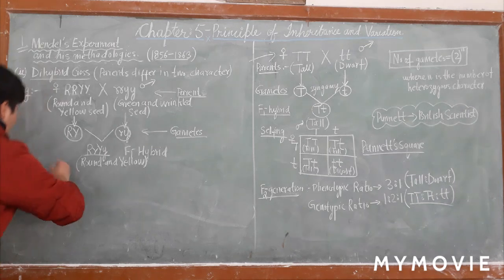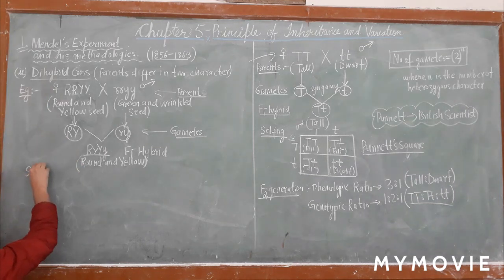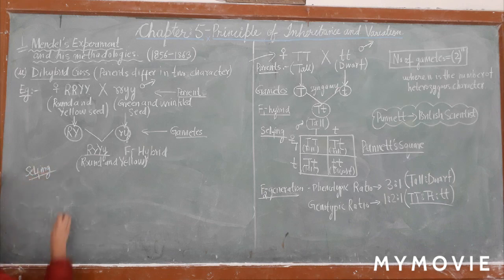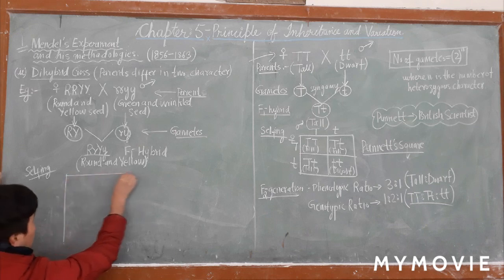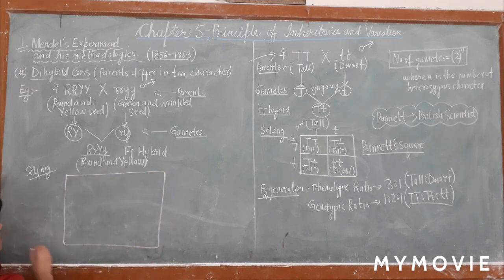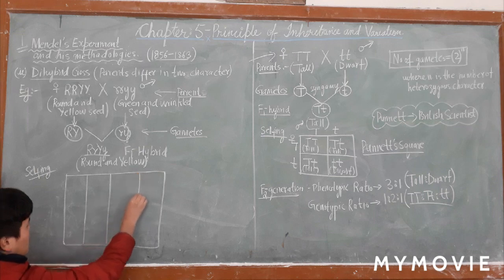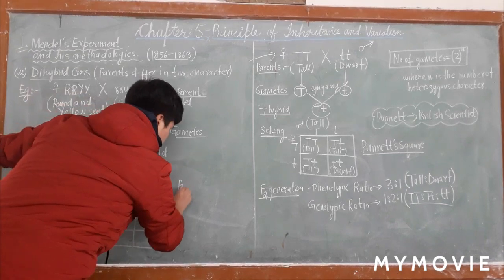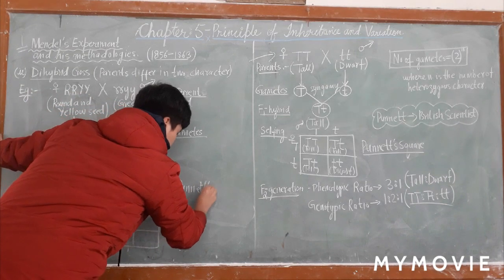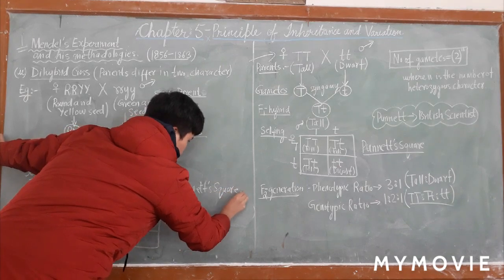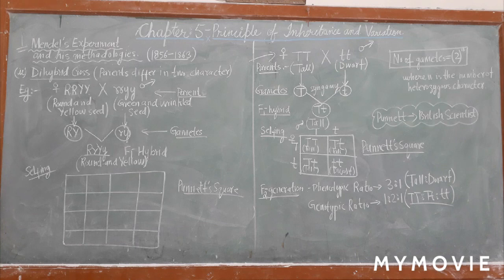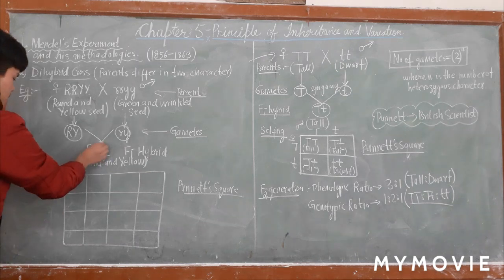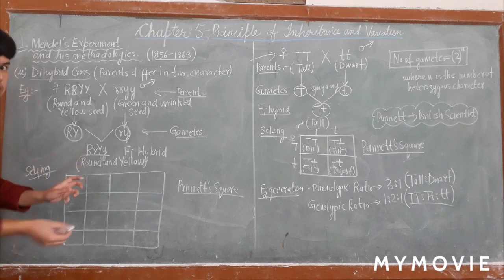Now next case is selfing. In selfing we need to draw the Punnett square. In this case, the Punnett square is a little bit more complicated, and I will also do it today. Okay, so this is your Punnett square. Now, we have two heterozygous characters.